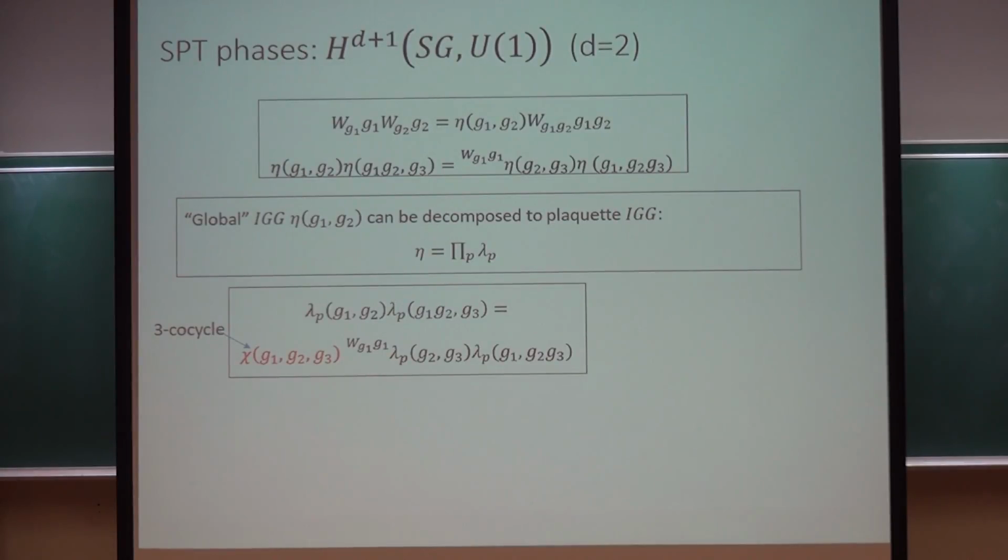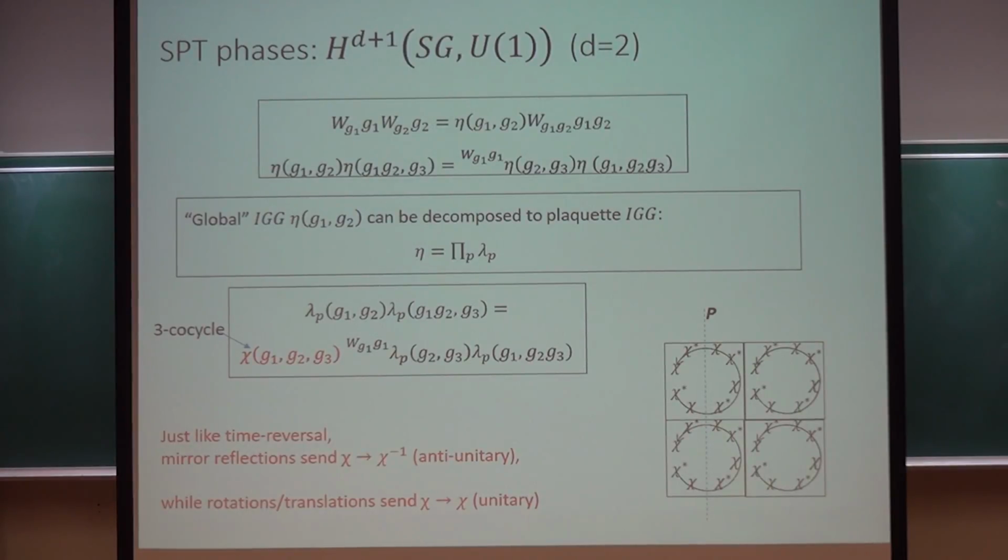This is a mathematical object which I don't have time to explain. But here maybe the highlight is the following. In this formulation, it's obvious how symmetry acts on this chi. For example, if you do translation or rotation, chi goes to chi. For the usual onsite symmetry, chi also goes to chi. If you do time reversal, chi goes to chi star. For the mirror symmetry, you can convince yourself that no matter whether you do the mirror here or there, chi always goes to chi star. So just like time reversal, mirror sends chi to chi star, so it should be treated as an integer.